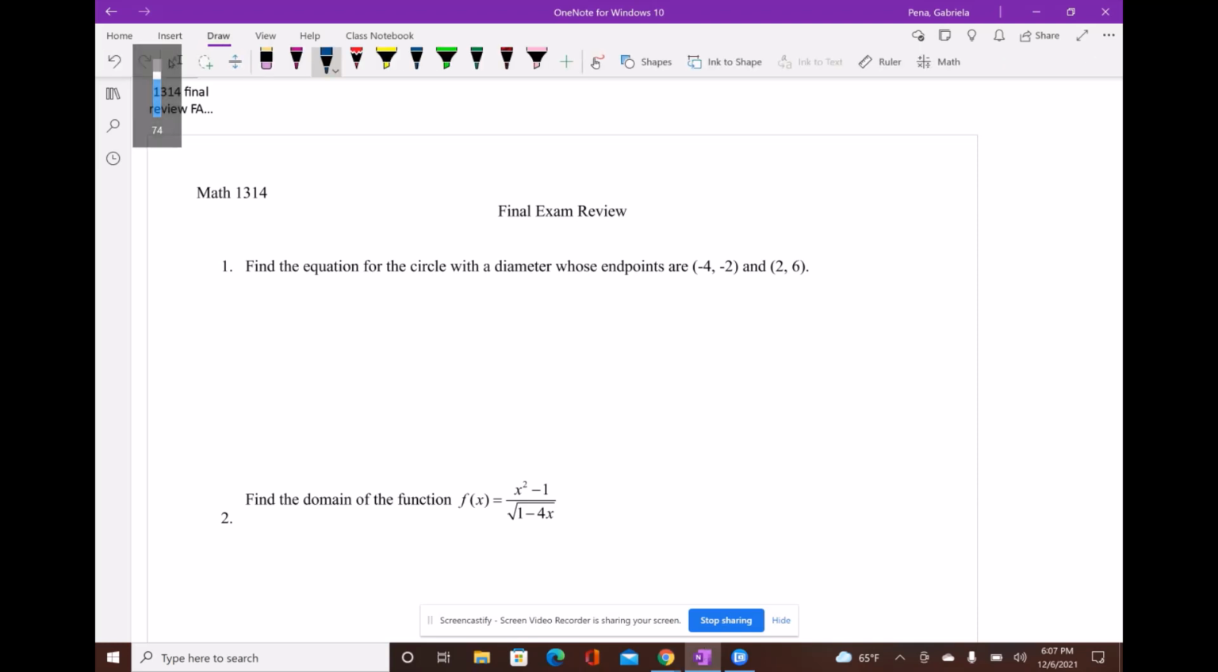Alrighty, so let's go ahead and get started with our final exam review. For the first one, you needed to use 3 different formulas.